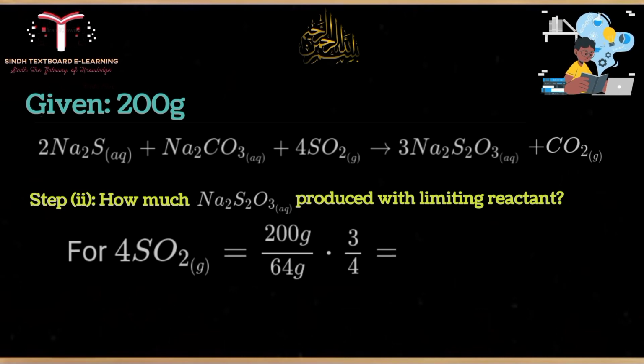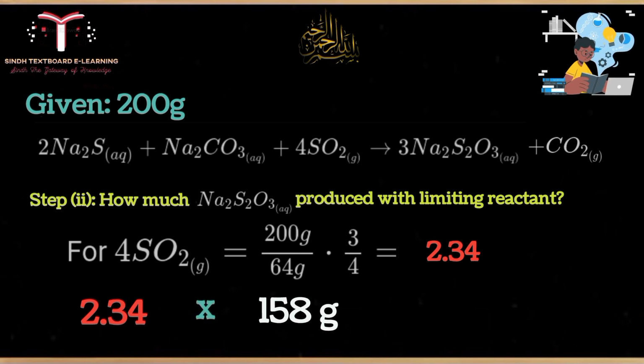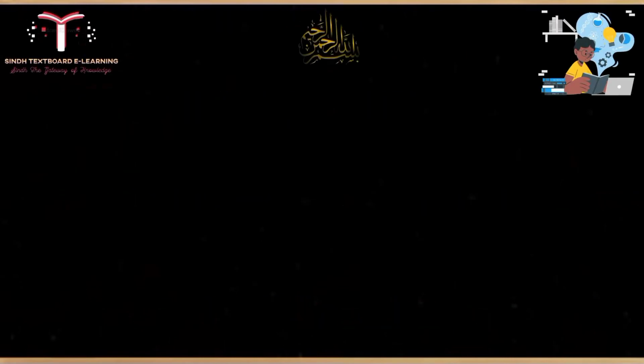2.34. So simply we will multiply 2.34 with the molecular mass of Na2S2O3, or sodium thiosulfate, to get the actual mass which is produced, that is 369.72 gram. These are the questions that are asked in the MCQs, and it is very important to understand these topics.